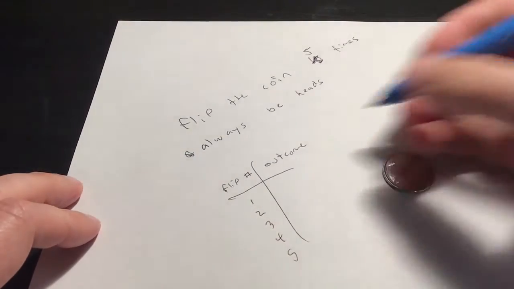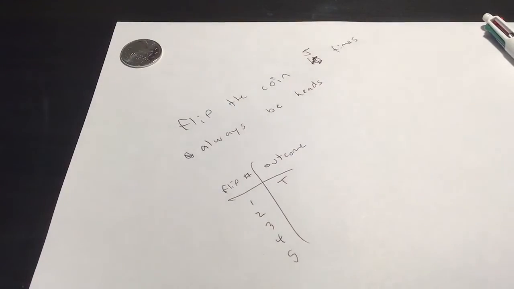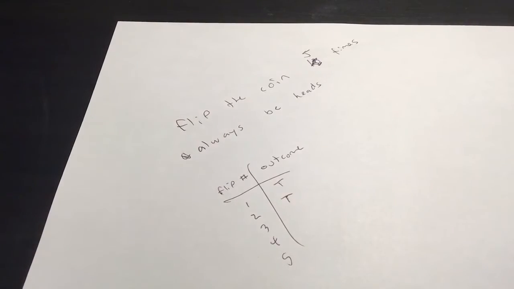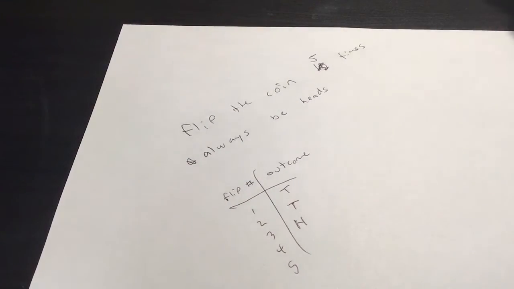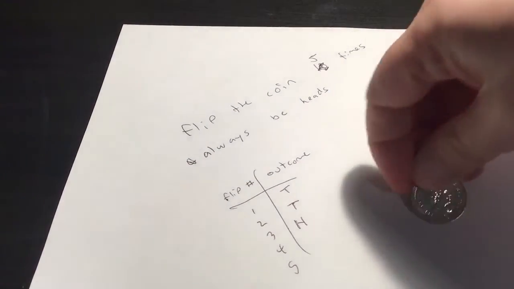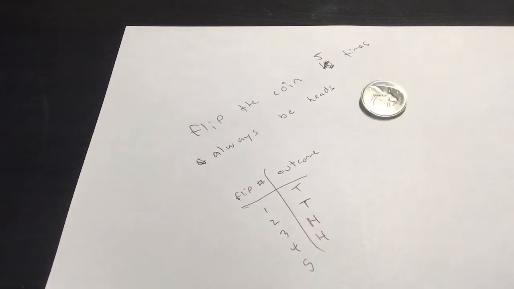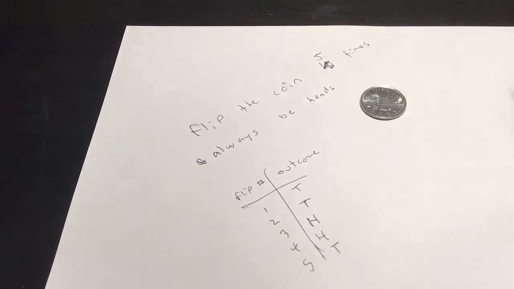So number 1, what do we get? Tails. Okay, second flip. Tails. So far my prediction was awful. Heads. And it's off screen, but it is heads. Okay, and one more flip. Tails. All right, so there's my experiment. My prediction was that it would always be heads. It was a terrible prediction.